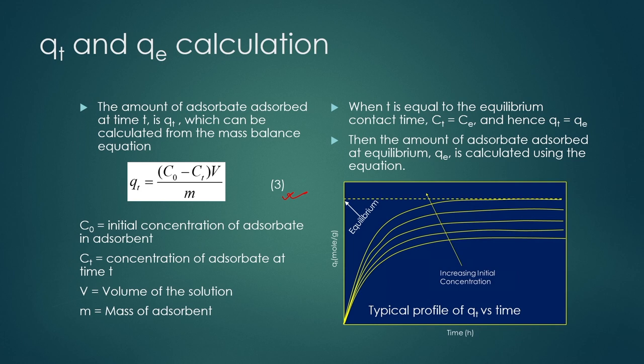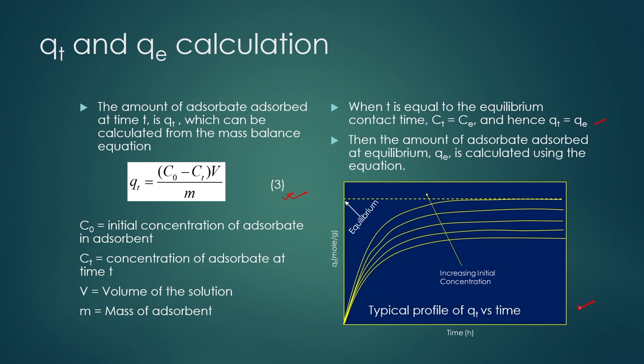When t is equal to the equilibrium contact time, then Ct, that means the concentration at time t, will be equal to Ce. Ce means the equilibrium concentration, and hence we can say that Qt will be equal to Qe. And then the amount adsorbed at equilibrium, Qe, can be calculated using that equation.